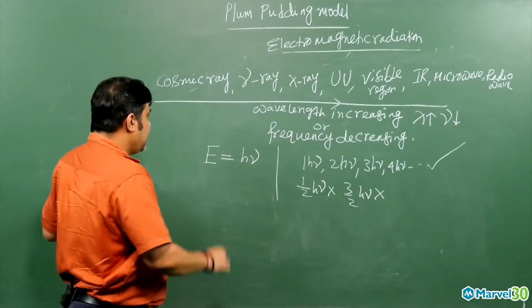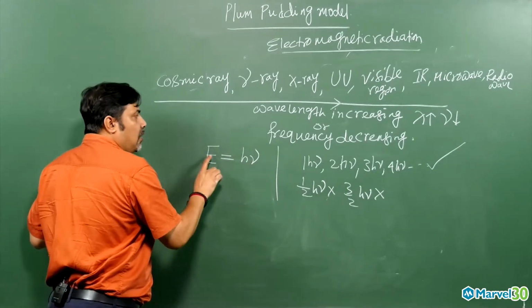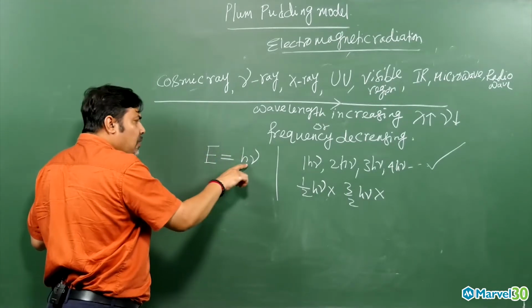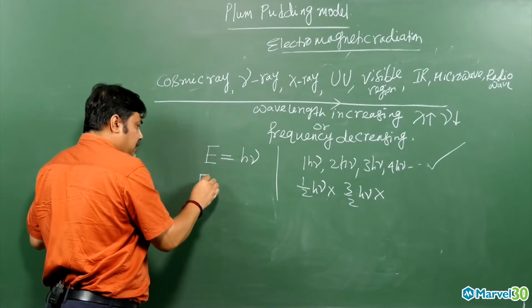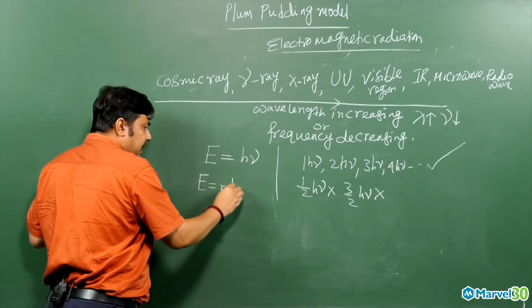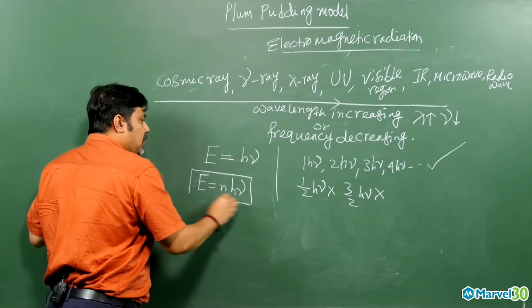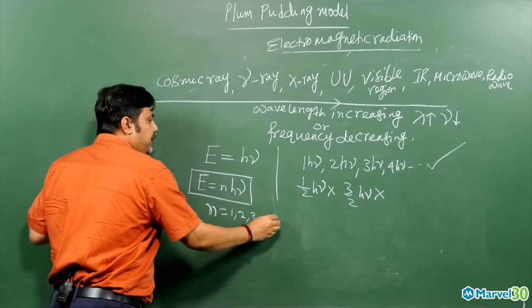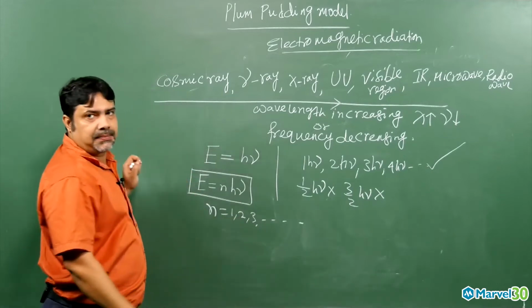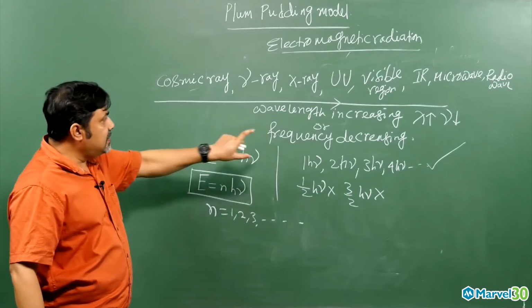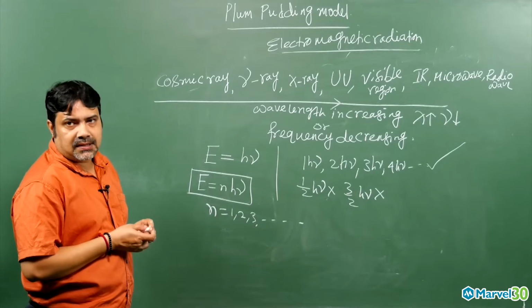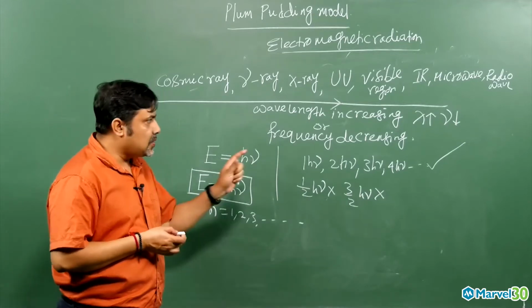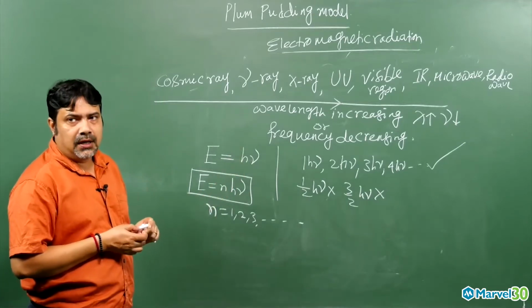And moreover, this is for only one photon. If I generalize, we can write E equals n h nu, where n equals 1, 2, 3, 4, 5, any whole number. This was proposed by the scientist Max Planck, and it is called Planck's quantum theory of radiations.